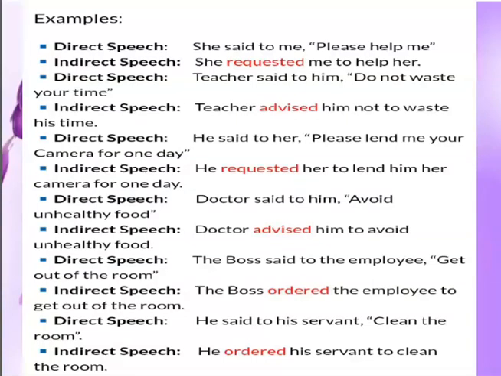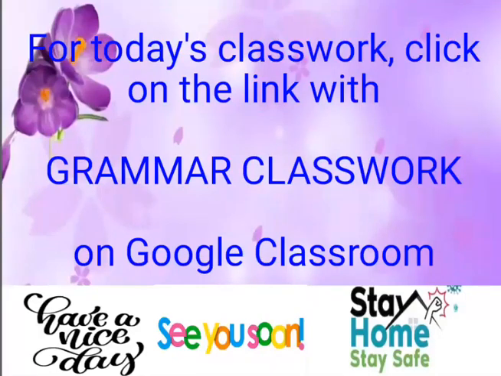The boss said to the employee, "Get out of the room." The boss ordered the employee to get out of the room. He said to his servant, "Clean the room." He ordered the servant to clean the room. And that will be all for today. And that's the concluded part for direct and indirect speech.